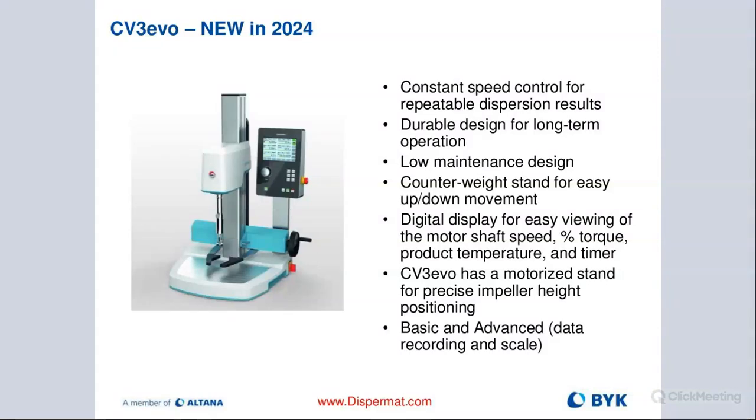There are two models. We have a basic and an advanced. The basic just has all the important information on the screen. The advanced allows you to take all the data that you are collecting during the dispersion process, then create a lab report and transfer it over to Excel. It'll come with an additional scale that you can use to weigh out your raw materials right next to the Dispermat, and then you'll see the weights on the display.